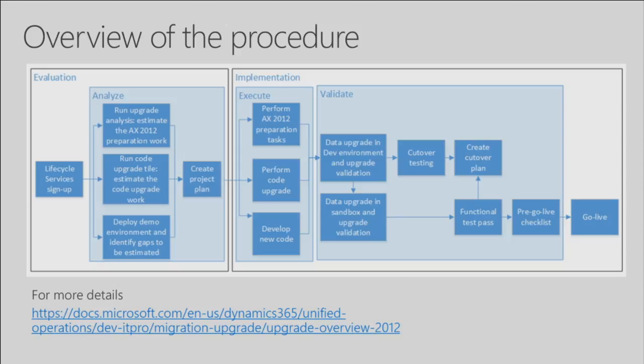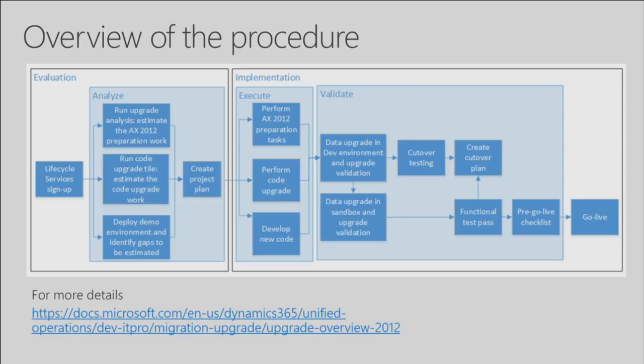Then you move to the execute phase, and at this stage, you are a part of your implementation. You have purchased, in the right box here, you have already purchased AX7 or finance and operations. And this is where you do your preparation tasks that were recommended in the analysis phase. You do the code upgrade, you develop new code, because your fit gap analysis might have led to maybe some customization is needed, or customizations are no longer needed. You might want to delete them, and so on. Then you execute a data upgrade.